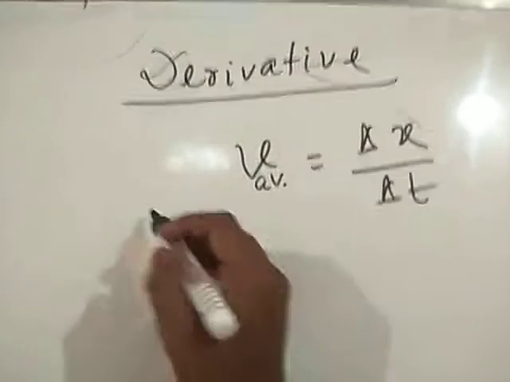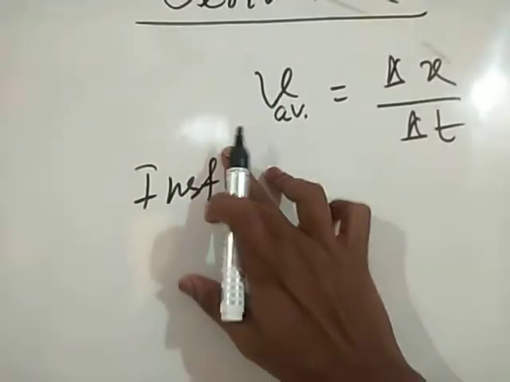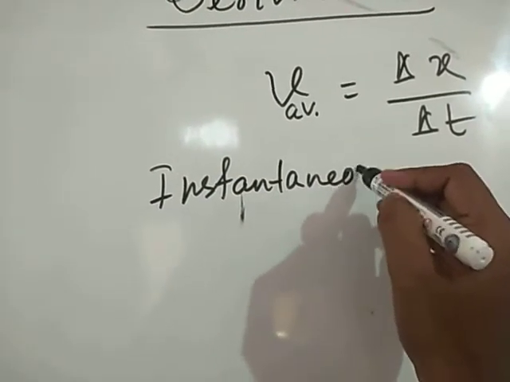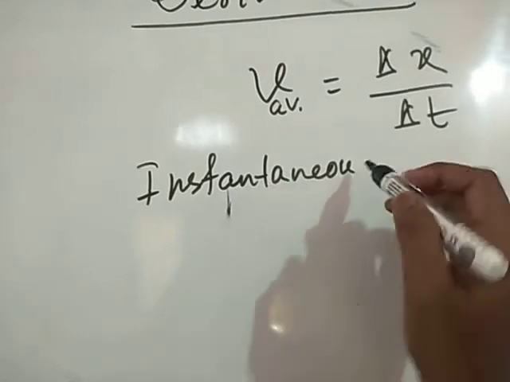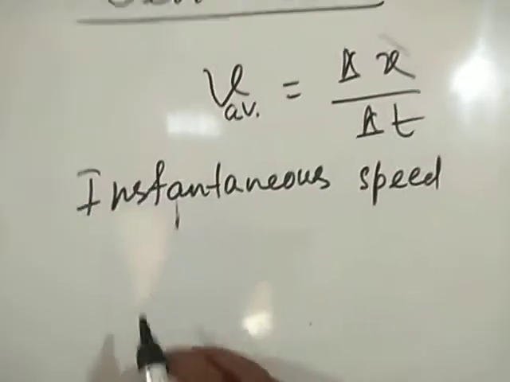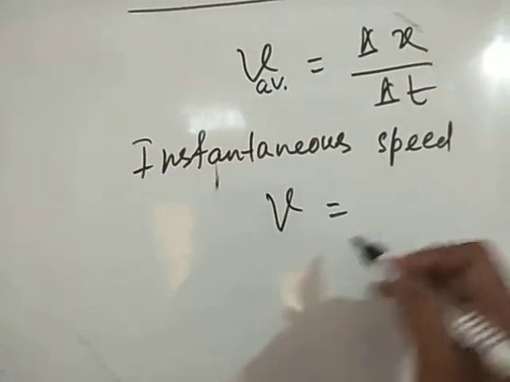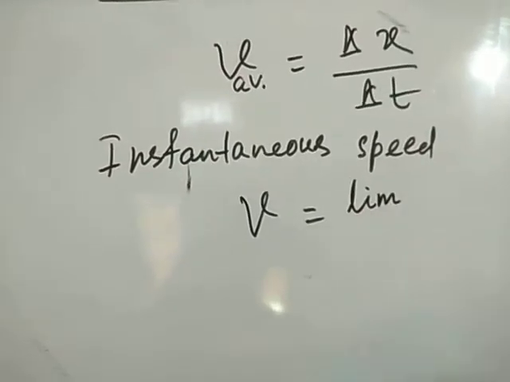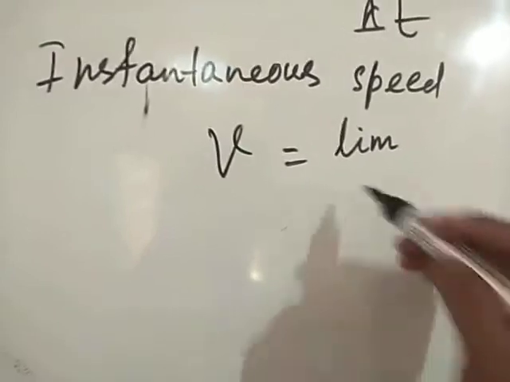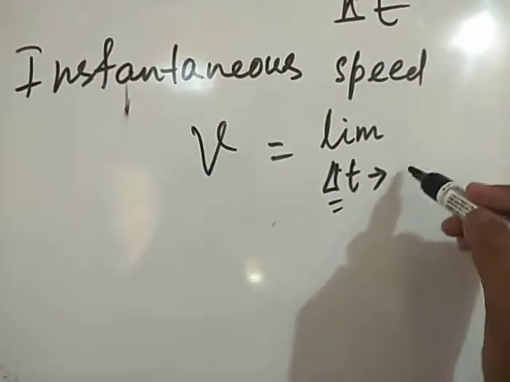If we want to find the instantaneous velocity, then what do we have to do? Instantaneous means at any instant. So v equals the limit, we have to limit the time. At any instant means the time is very short. So the time interval delta t is very short.